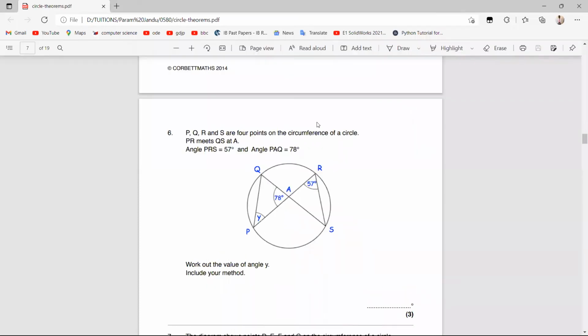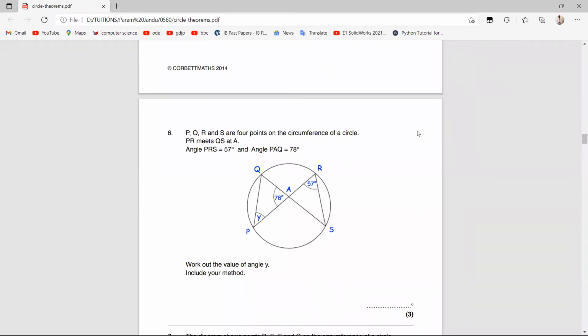Oh, right there, question 6. P, Q, R, and S are 4 points on a circumference of a circle. PR meets QS at A. Okay, so this looks a bit complex, but it's very easy. You just have to look at it in two ways.